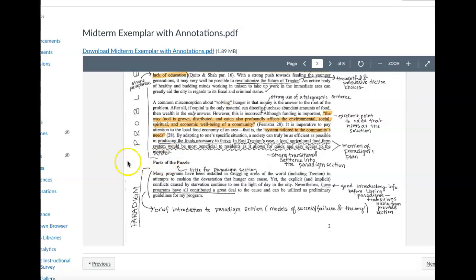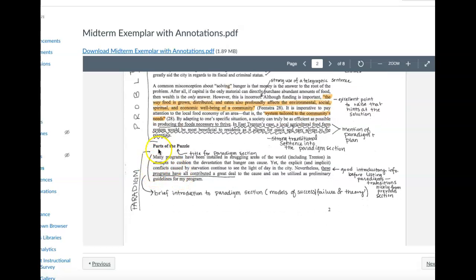So he titles his paradigm section Parts of the Puzzle. You do not have to title it that. That was sort of his creative take on it. Sometimes students will say, models of success for food insecurity. Whatever it is you want to title it is okay with me, as long as you're suggesting that it's your research of other models that have been successful or pieces of theory that have tackled this issue.